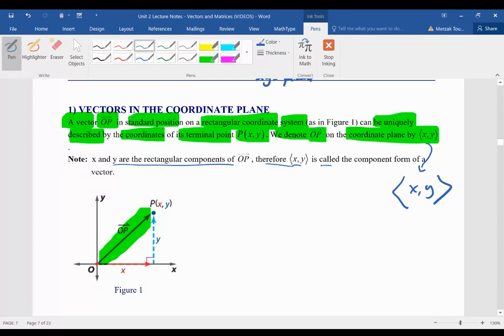Therefore, x comma y is called the component form of the vector. So that's the component form of the vector, meaning if we're given a vector in this form, v equals x comma y, then we know this is the x component and that's the y component of this vector. All right.